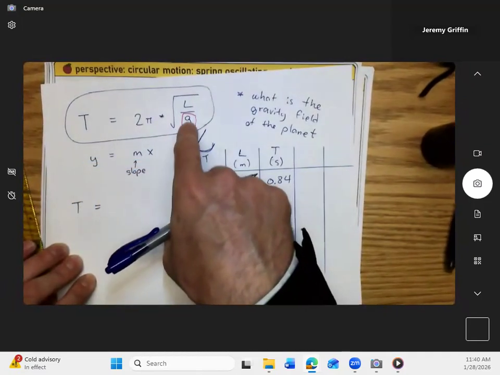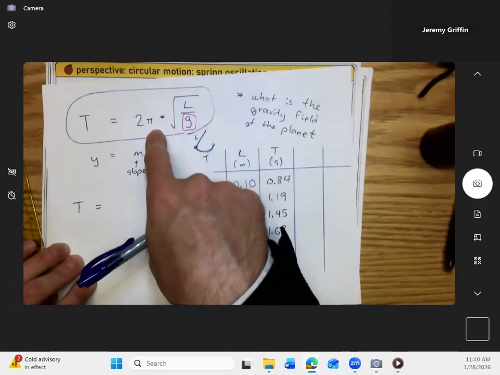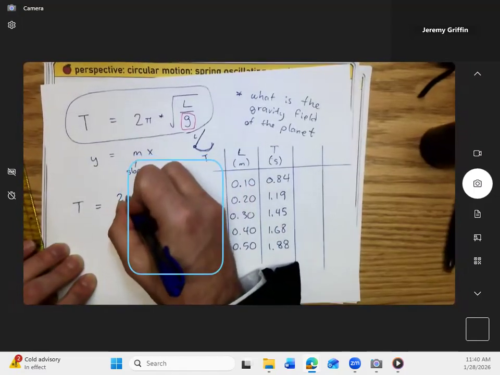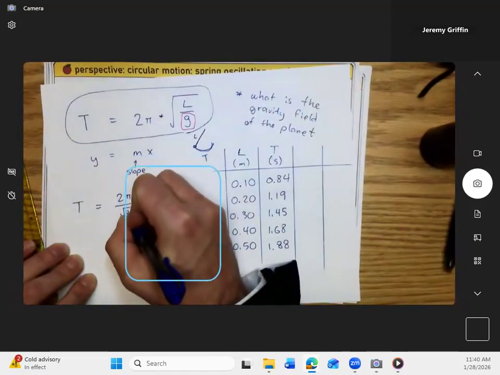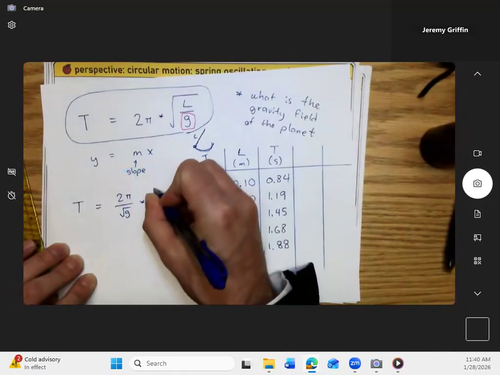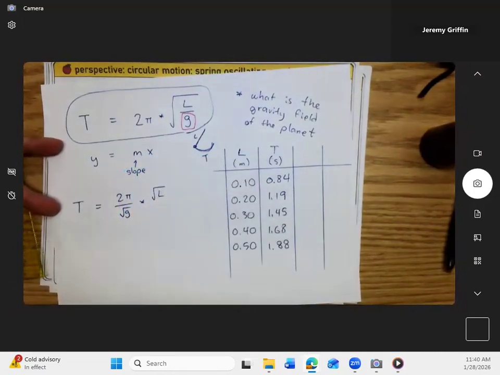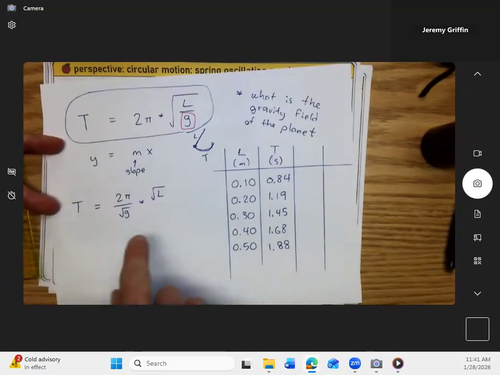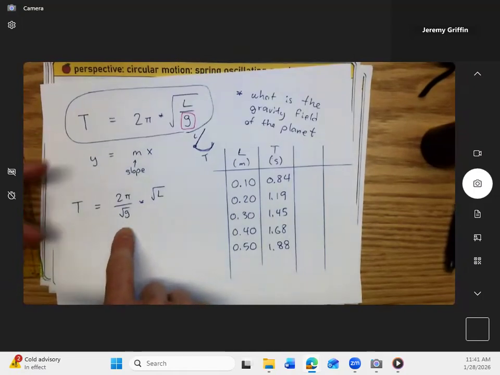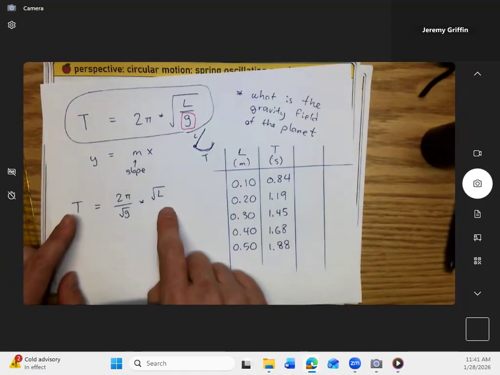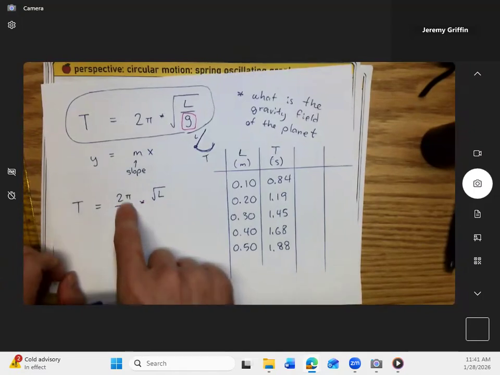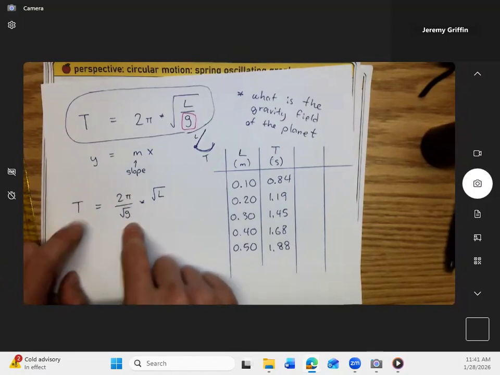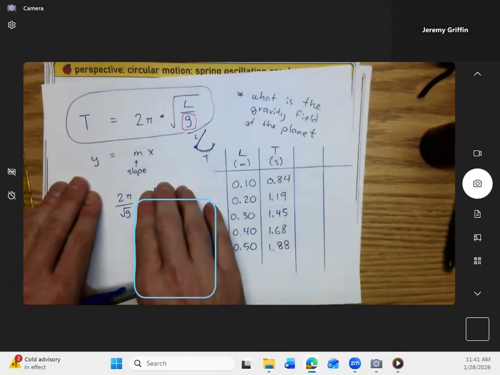Can I take that square root g and slide it over underneath the 2 pi? Make this 2 pi divided by the square root of the gravity field, and then times the square root of the length. This and this are the same thing, isn't it? I just shuffled the gravity field over a little bit. Now, could you graph T versus the square root of L, and then the slope of that line would be this funny looking fraction right here? And you could eventually solve gravity that way, couldn't you? Okay.